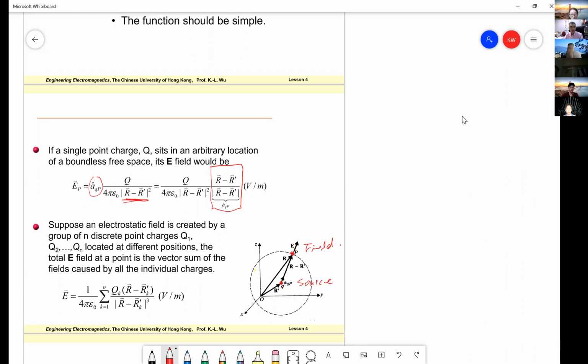You have no ambiguity. All right, so the convenience is once we have this general expression, we can express the total electric field generated by multiple discrete charge points. It's just a linear superposition.